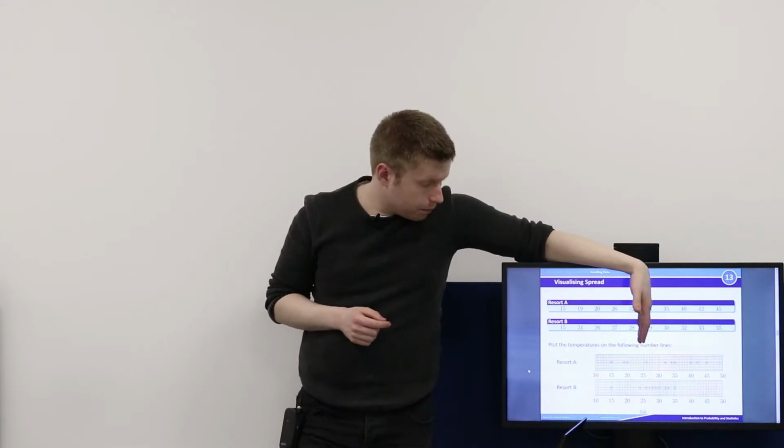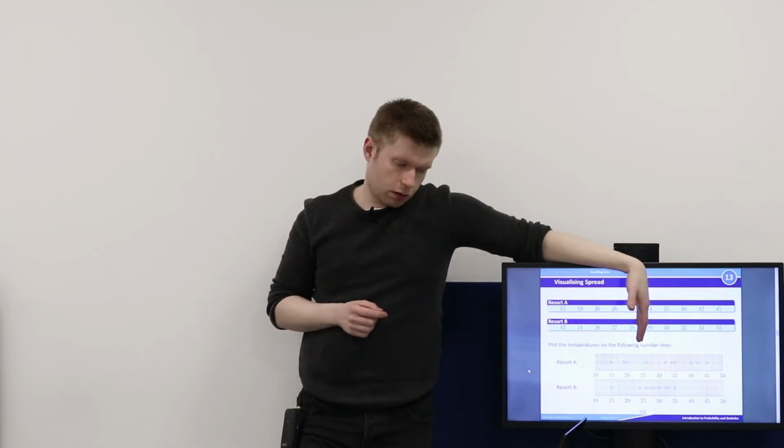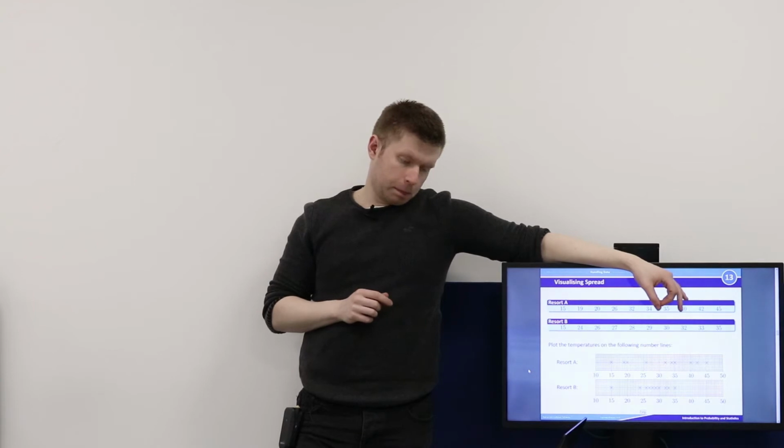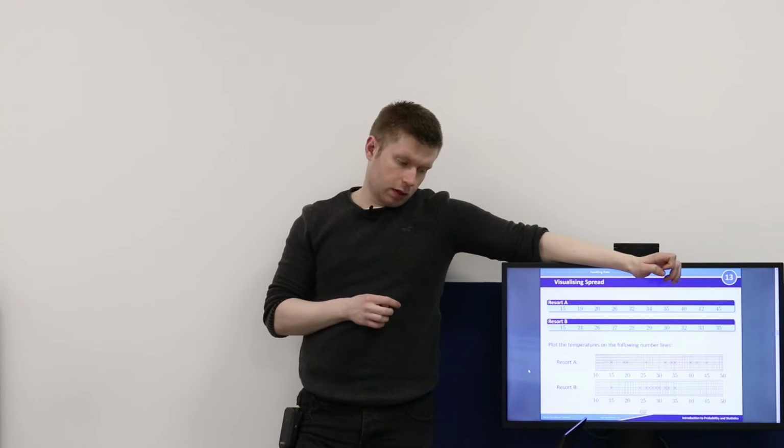And then what would be the lower quartile for the bottom data set? 26. And what would be the upper quartile for the bottom data set? 32. Fantastic. So can you draw a vertical line through those two numbers as well, for the top and bottom data set, resort A and resort B? For the bottom data set, it's 26 and 32. For the top data set, it's going to be 20 and 40.